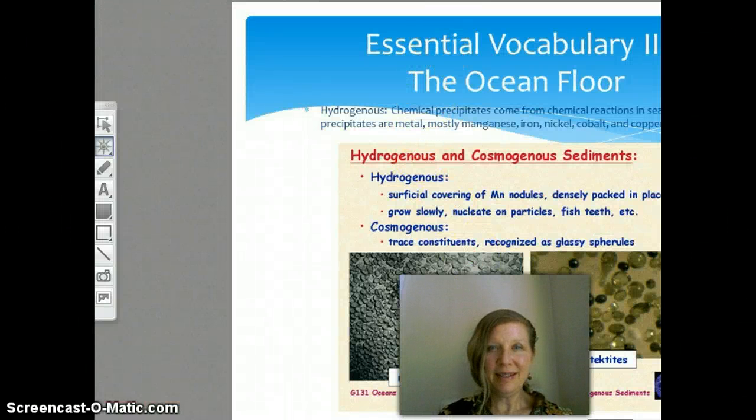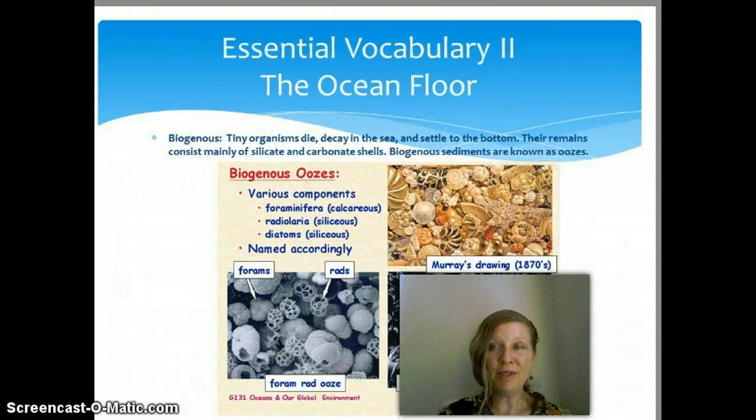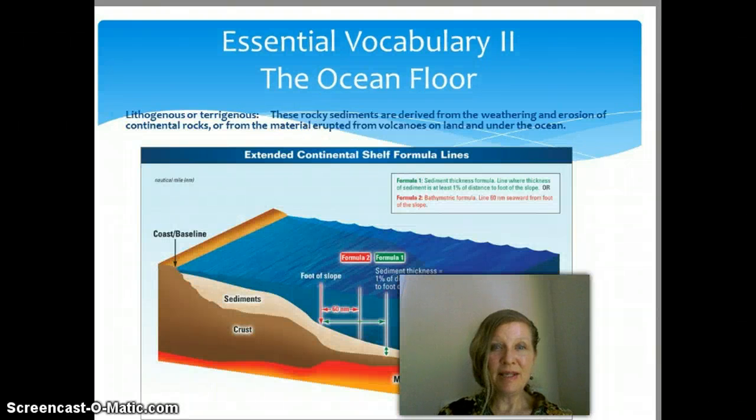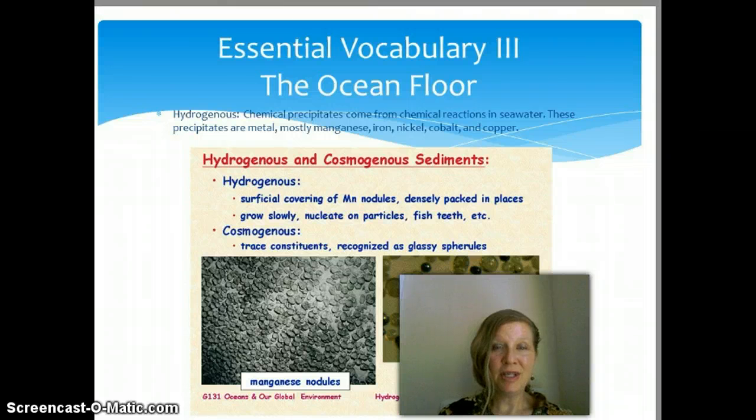So again, this lab is looking at the three main types of oceanic sediment and their settling rates. You're going to fill in the chart about the type and the time and make a data table from your results. Again, the three main types are lithogenous, biogenous, and hydrogenous or cosmogenous. I hope you enjoy this lab.